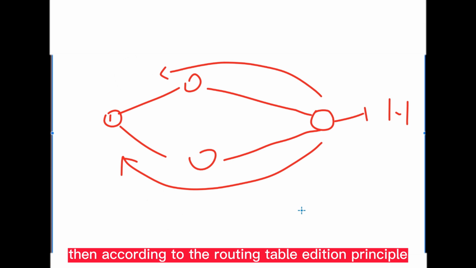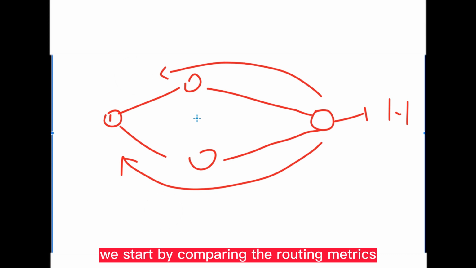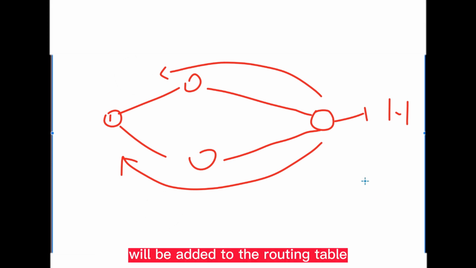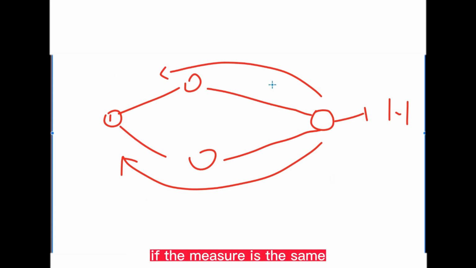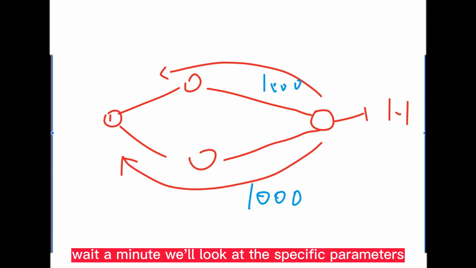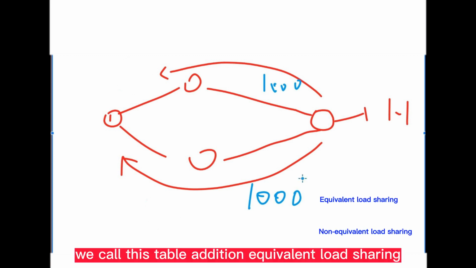Then according to the routing table addition principle, under the same protocol we start by comparing the routing metrics. Whoever has the smaller value will be added to the routing table. If the metric is the same, for example above is 1000 and below is also 1000, of course it's usually not that small, we'll look at the specific parameters in a while, then they will all be added to the routing table. Since they are equivalent, we call this equivalent load sharing.